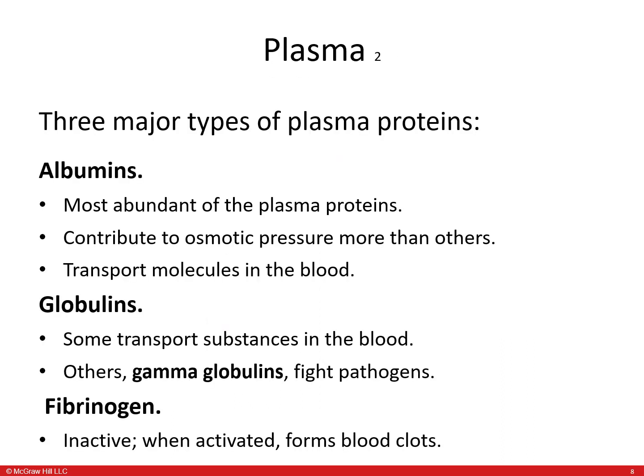There are three major types of proteins found within the plasma. You have albumins, the most abundant of the plasma proteins. They contribute to osmotic pressure and transport molecules in the blood. You also have globulins. Some of these transport substances within the blood, and others such as gamma globulins fight pathogens. Then you also have fibrinogens. These are normally inactive, and whenever they're activated, they form blood clots.